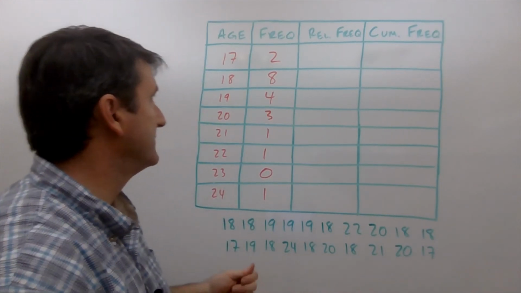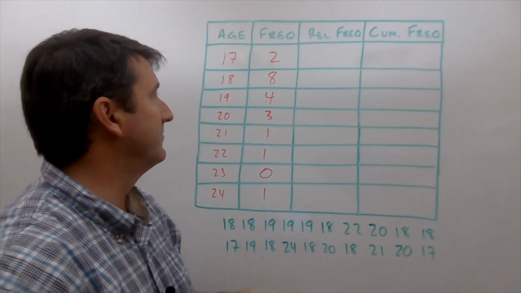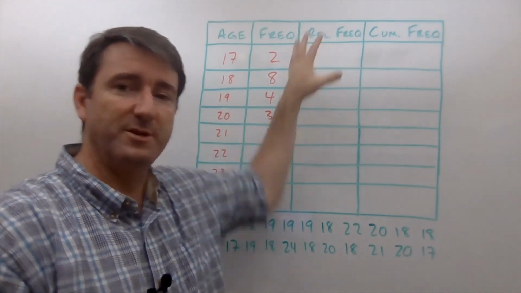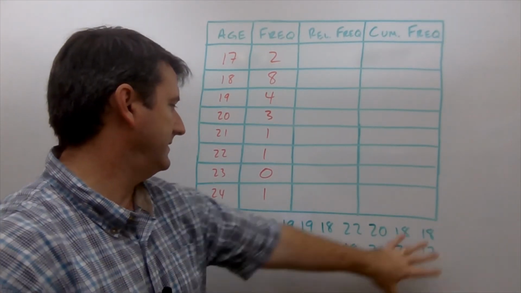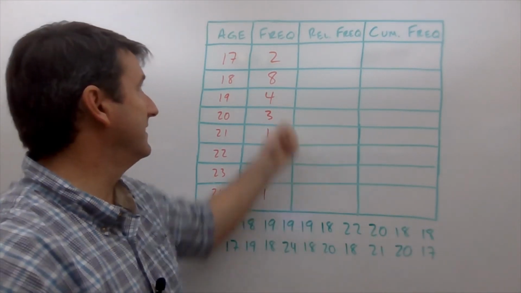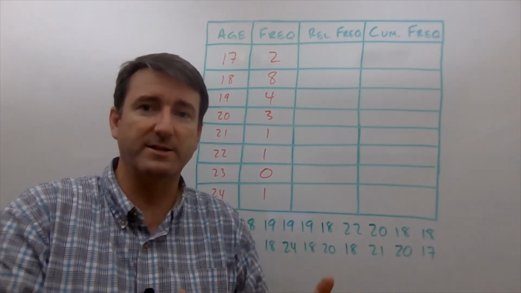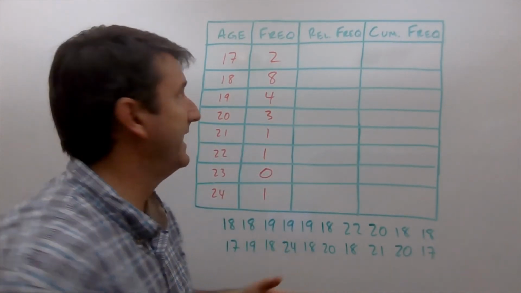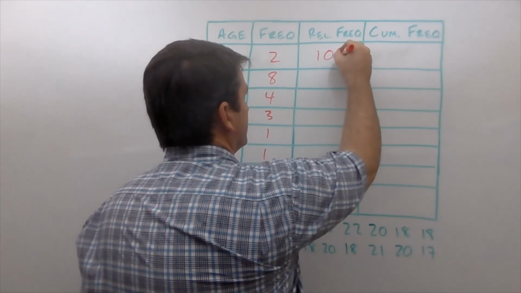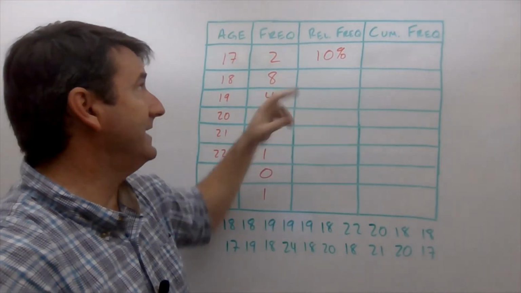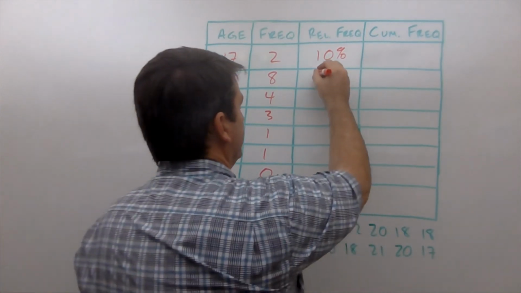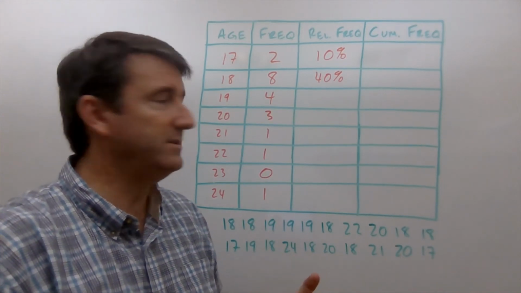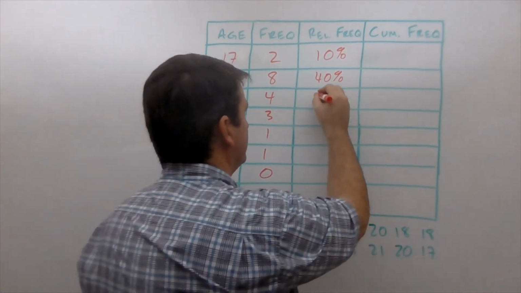So next is our relative frequency. And so what we're going to do there is compare this frequency to the total number of data points, which here is 20. So we're just going to divide this 2 by 20 and then put this relative frequency in a percentage. So 2 divided by 20 is 0.1 or 10%. So our relative frequency here is going to be 10%. 8 divided by 20 is 0.4 or 40%. 4 divided by 20 is 0.2 or 20%.